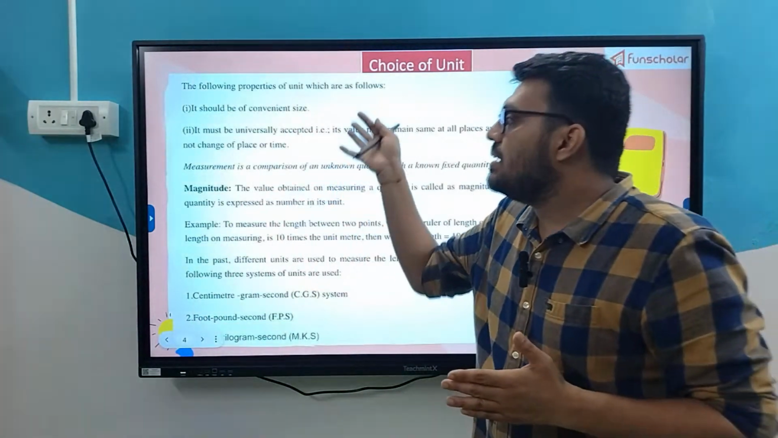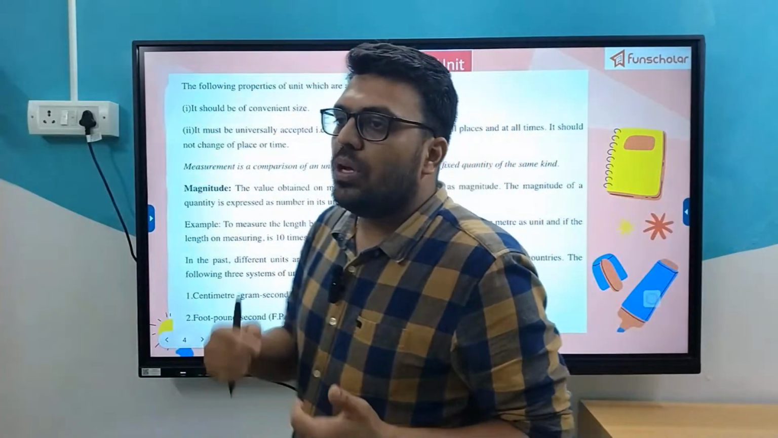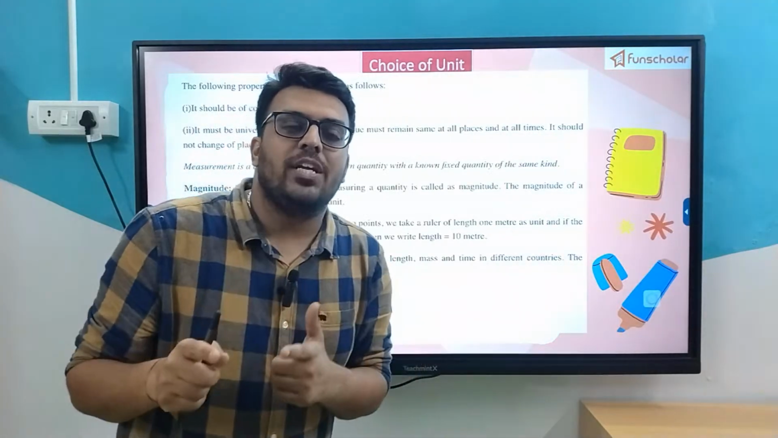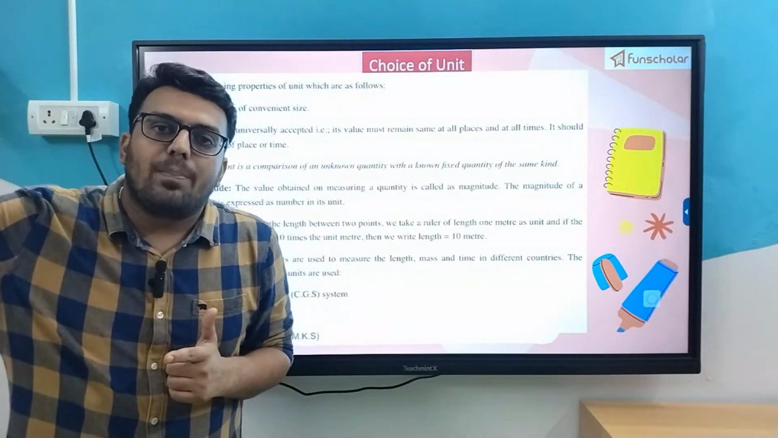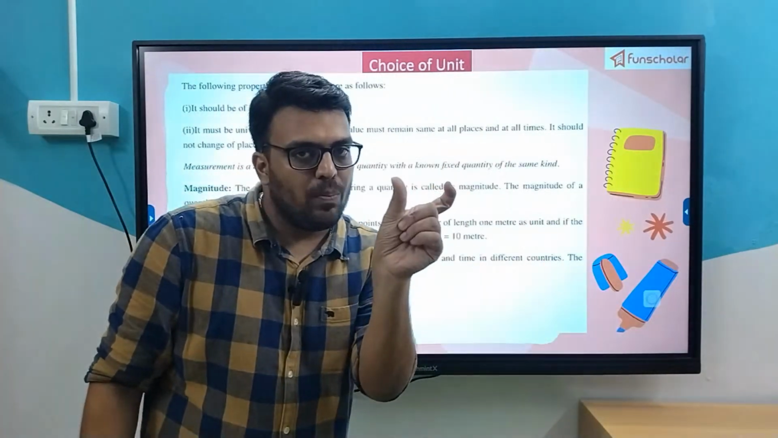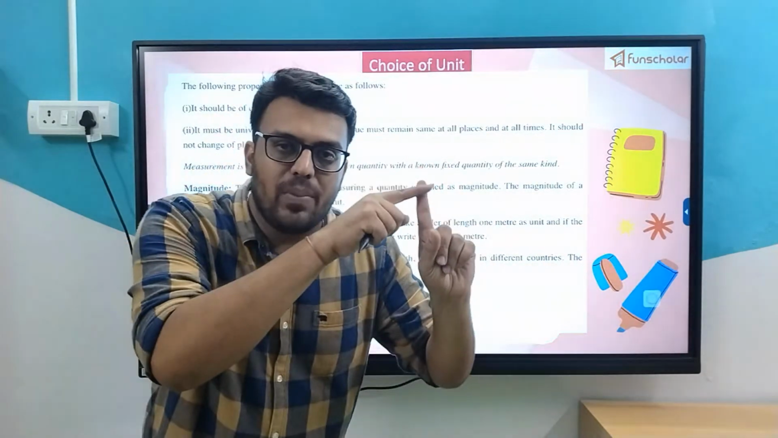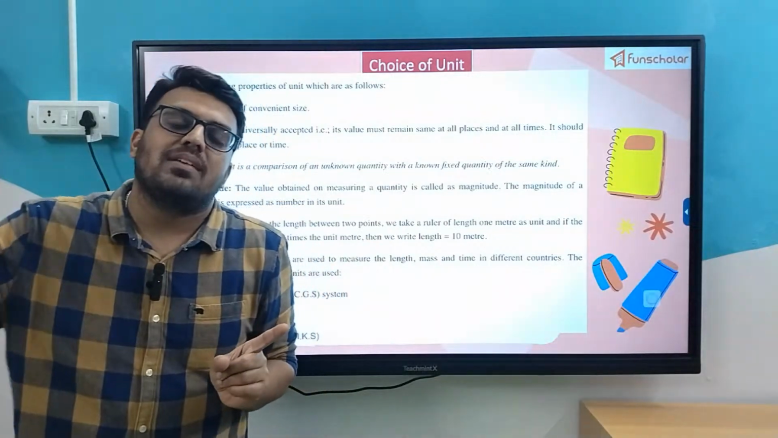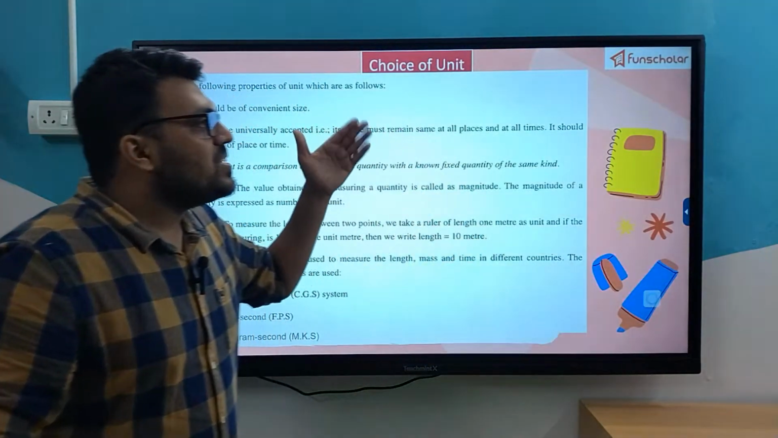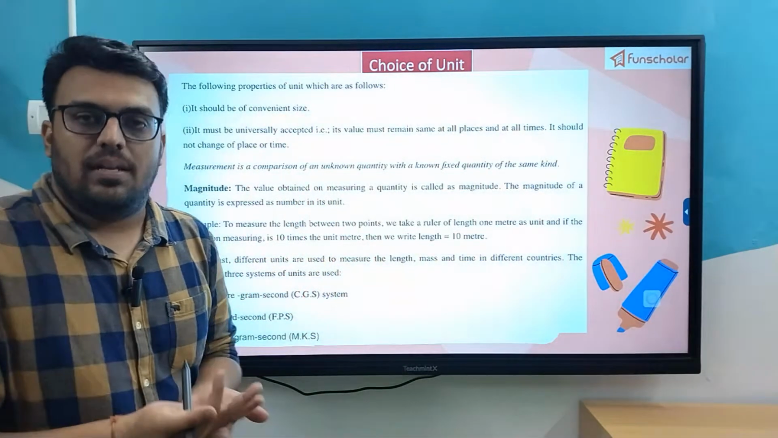It should be universally accepted. No matter where a person is, 100 kilometers is always going to be the same, whether they are in one part of the world or in another part of the world. 100 kilometers, if I have mentioned the number and the value, it is going to be the same throughout the world. So these are two properties that the standardized system carries with itself.